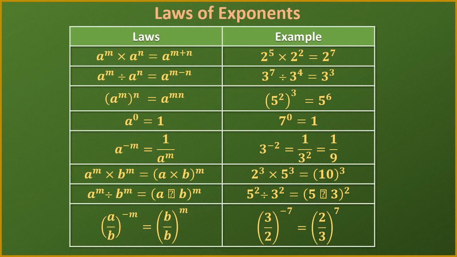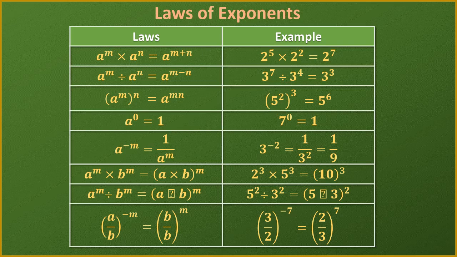Okay, now here the bases are different, 2 and 5, but they contain the same power. So we will do one thing: the two different bases, 2 and 5, I can multiply, that will become 10, and their whole power I can write down as 3, because 3 was the common power between them.